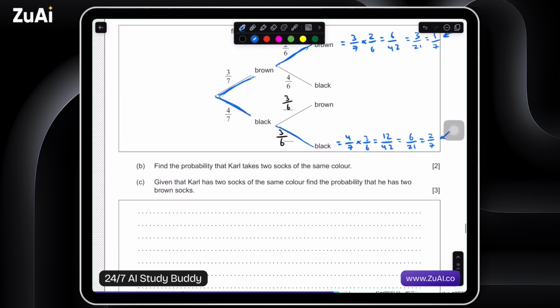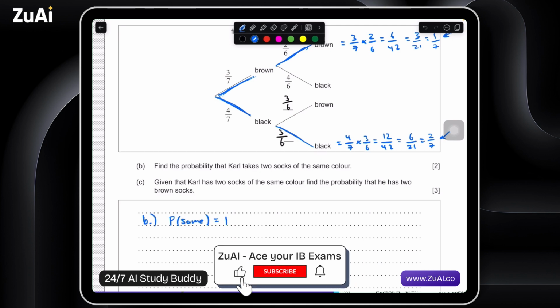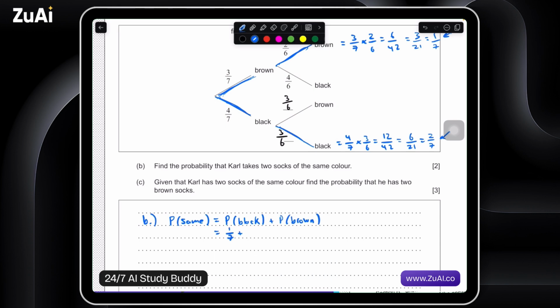So let's write that out. If we wanted to, this might be a little more than you need. P same is equal to, let's say, P black plus P brown. For a 2-mark question, you probably wouldn't want to put this level of detail into a question. 2/7 plus 1/7 is equal to 3/7. Alright, so the probability that he has 2 socks of the same color is 3/7. Okay, and remember, probability questions, decimal, fraction, percent are all acceptable.